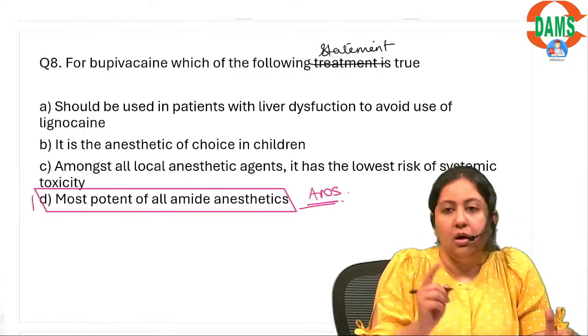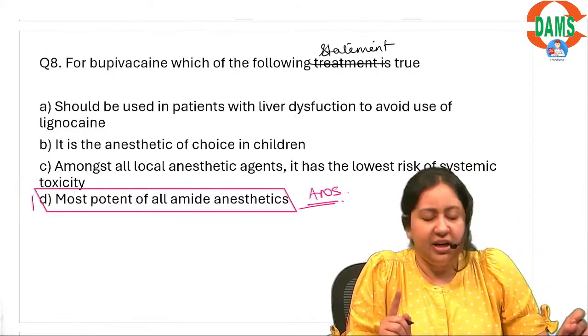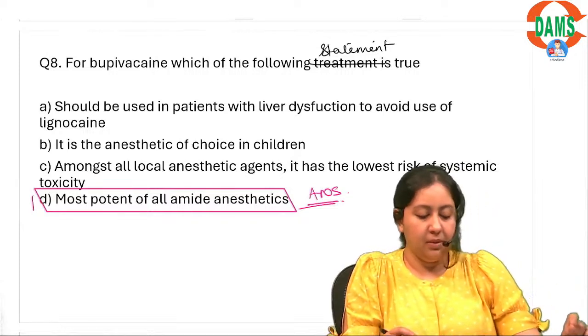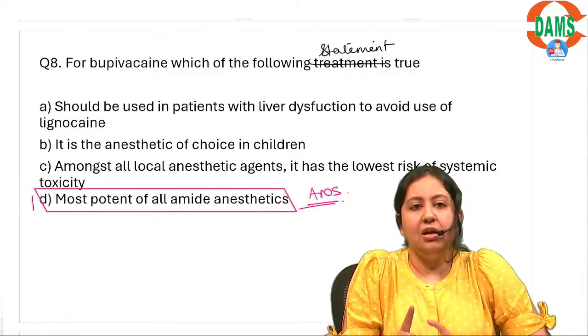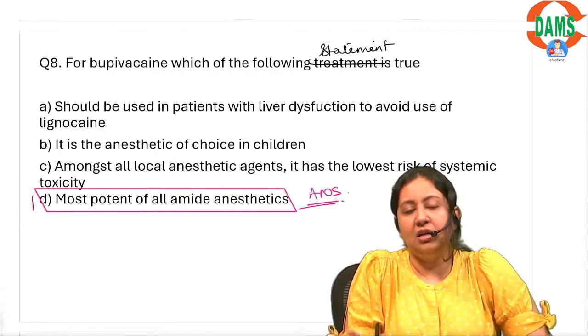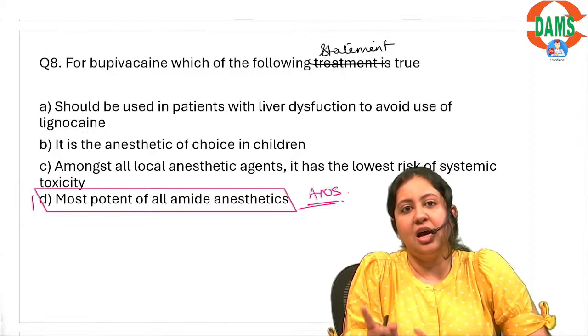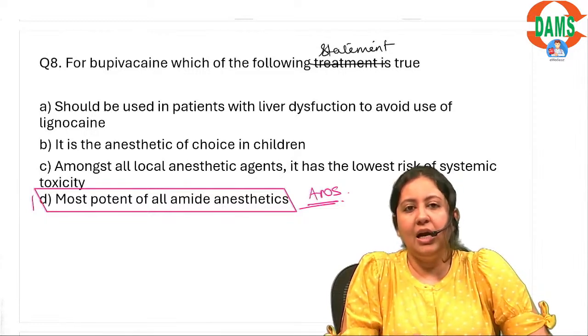Okay. So, BDS blocks, you answered C. Now, C is a false statement. It is untrue. What is C saying? It is saying that amongst all local anesthetic agents, it has the least risk of systemic toxicity. No, this is incorrect. Why? I'll tell you the reason.